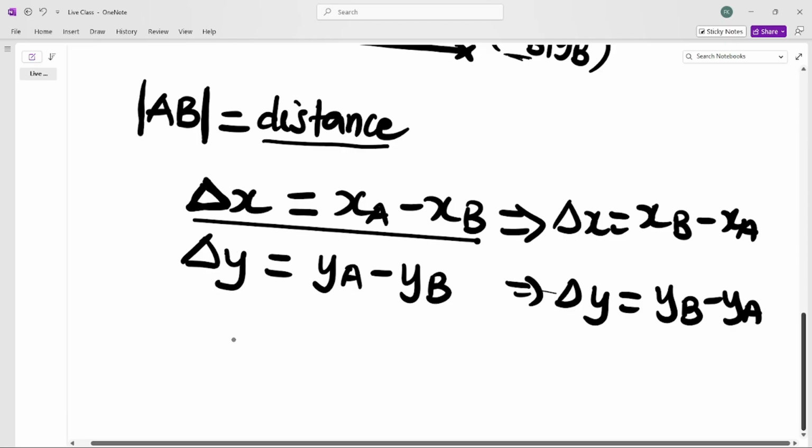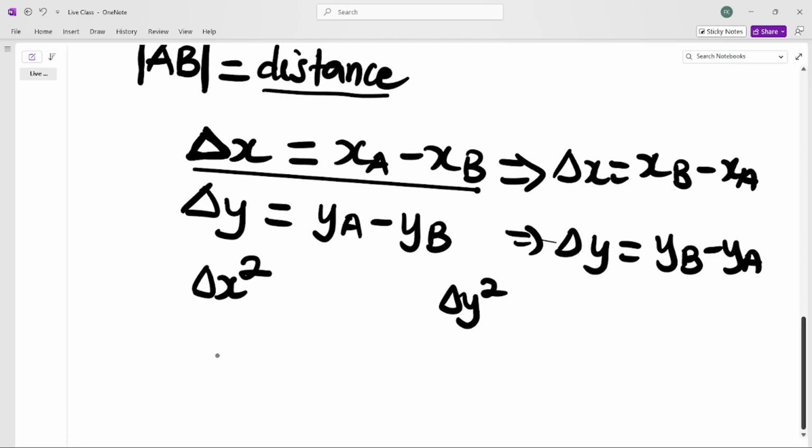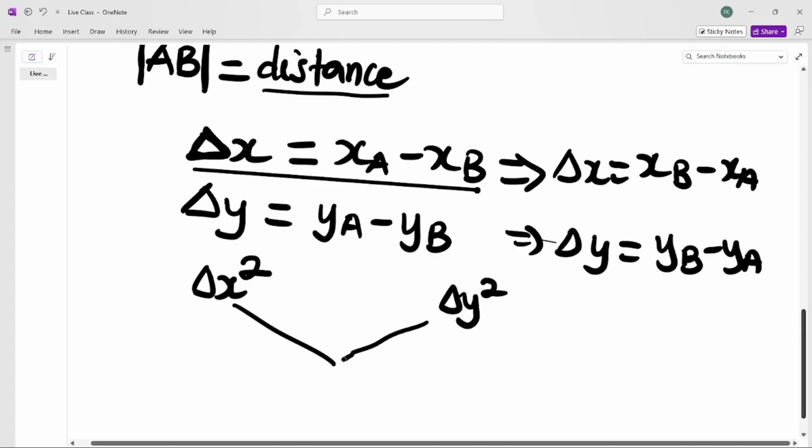And when you are done finding the difference, what you do is that you now square it. The result that you get for the x, you square it, and the difference you get for the y, you also square that one. You square each of them. After squaring them, then you add them together. It's going to be this one squared plus this one squared.